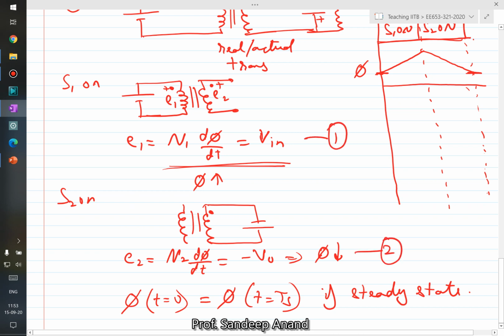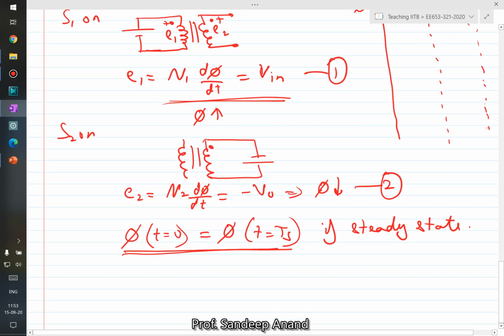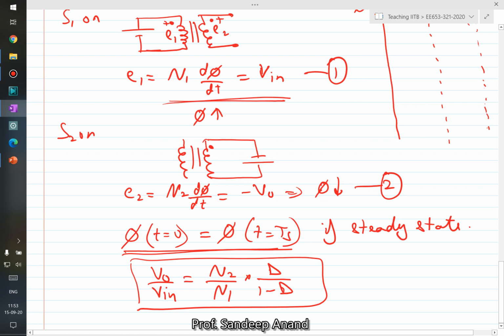You can use equations 1 and 2 and, based on this condition, find the relationship between output and input voltage. You would still get the same relation, which is N2 by N1 times D upon 1 minus D. So irrespective of whether you find it from the equivalent circuit perspective or with the basic flux Faraday's equation, you would still get the same relationship because the circuit remains the same. It's the way of visualizing and understanding it.